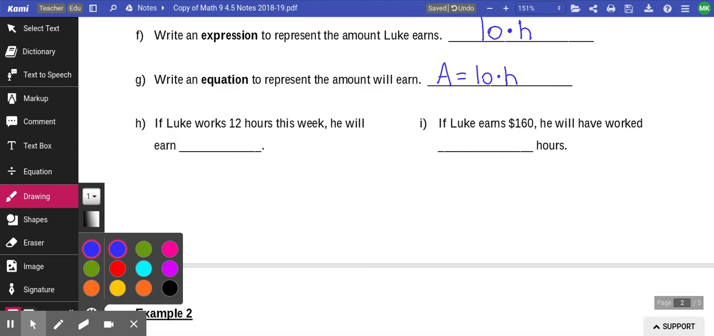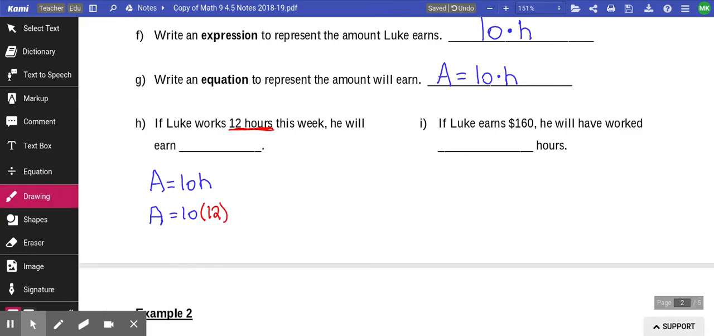So if you look at H and I, H says if Luke works 12 hours this week, he will earn. So I look at my equation. My equation says A equals 10H. They told me 12 hours. That means I can change H in my equation to be 12. If you put that in your calculator, you get A equals $120.